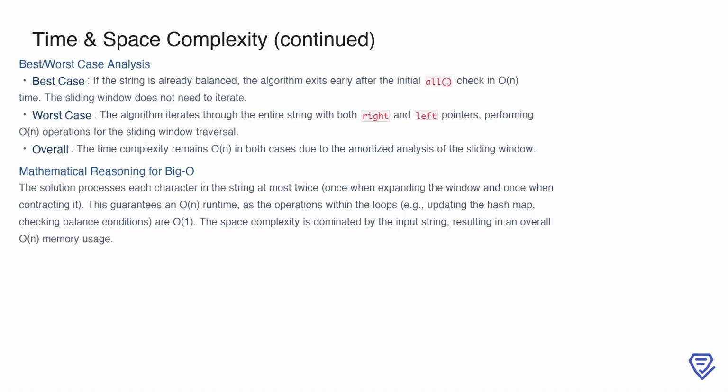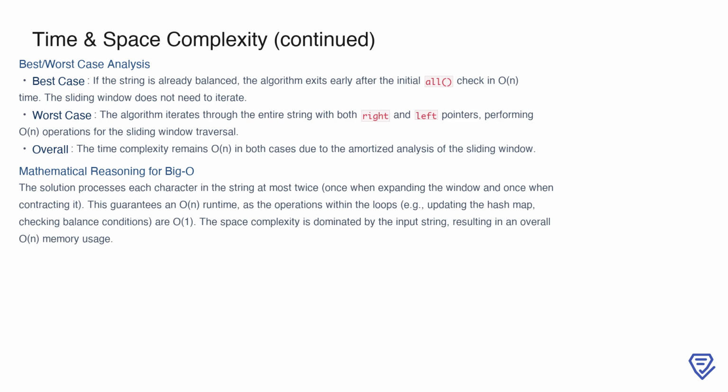To understand the algorithm's behavior in different scenarios, let's look at the best and worst cases. In the best case scenario, if the string is already balanced, the algorithm completes after the initial check using the all function, which takes O(n) time. No further sliding window traversal is required. In the worst case scenario, the algorithm processes the entire string, with both the right and left pointers iterating through the string.